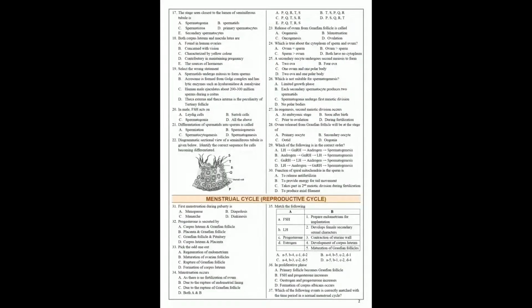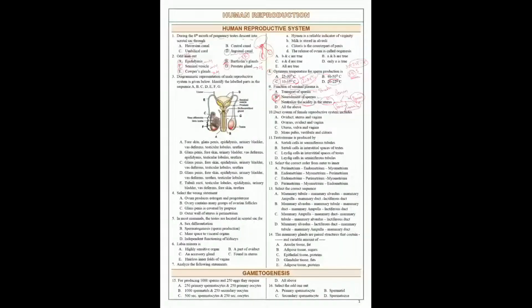The next question will be, okay, let me see the next question. Third question, the diagrammatic representation. The diagrammatic representation of the male reproductive system is given below. Identify the labeled parts in the sequence.